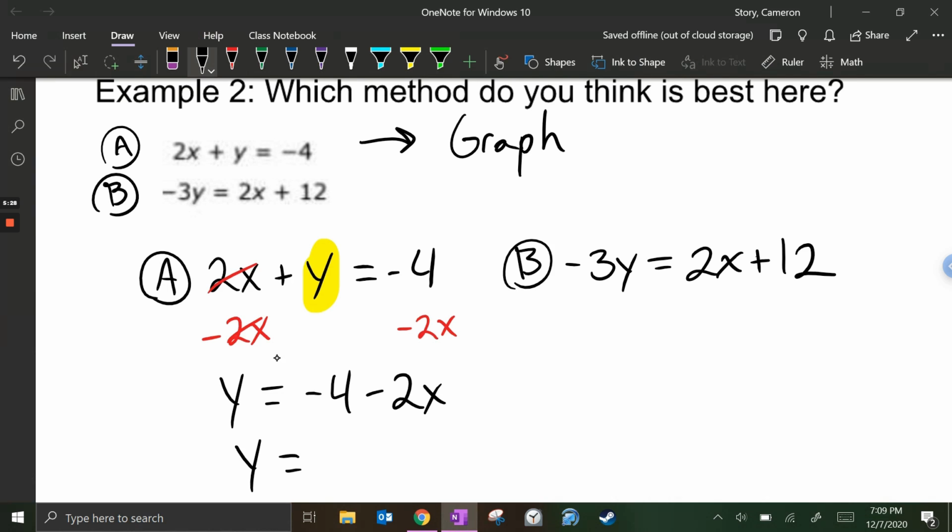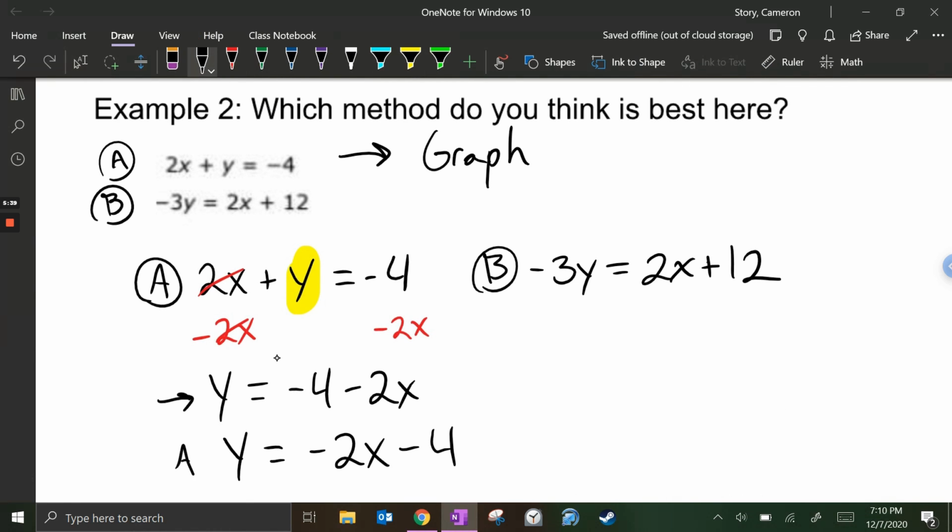I'm just going to rearrange that because it's not in slope-intercept form. It actually will still graph if you leave it right here, but it's just more proper to write it this way. And this is my new equation A. I've solved it for y. If we look at equation B, if I want to solve for y, it's just one step. We just have to divide all of my terms by negative 3.